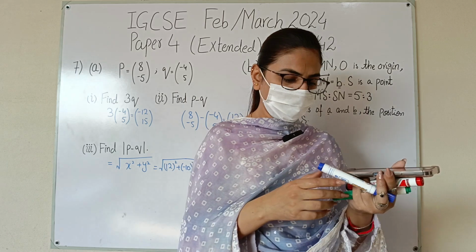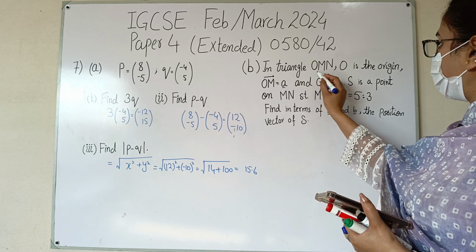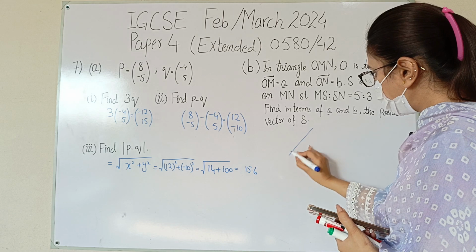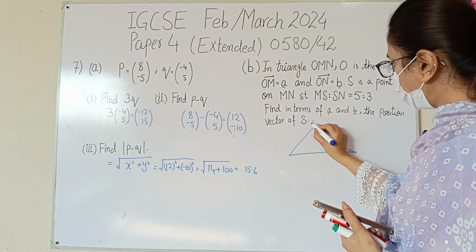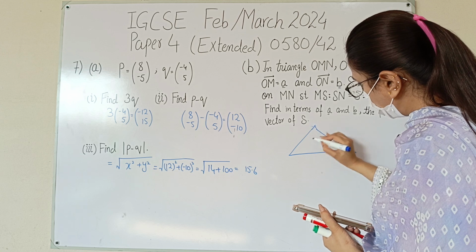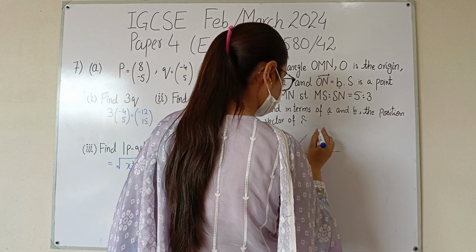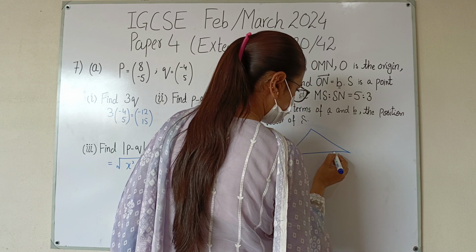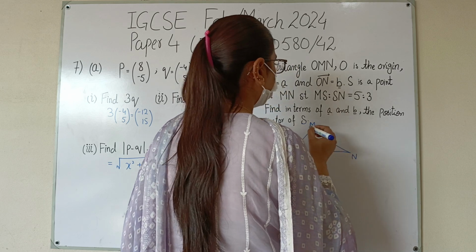Let's move toward the next part of the question, that is part B. In a triangle OMN, it means that we have to draw the triangle. This is the triangle. This triangle is OMN in a cyclic order. This is O. This is M. This is N.